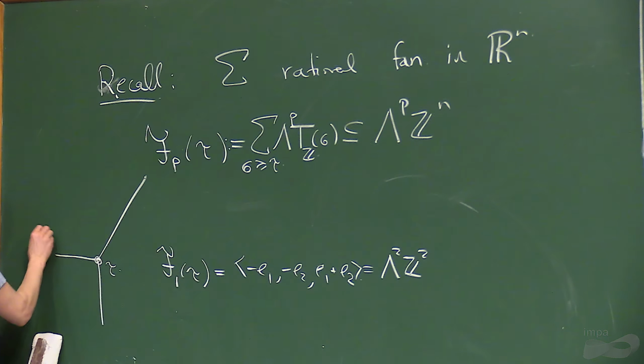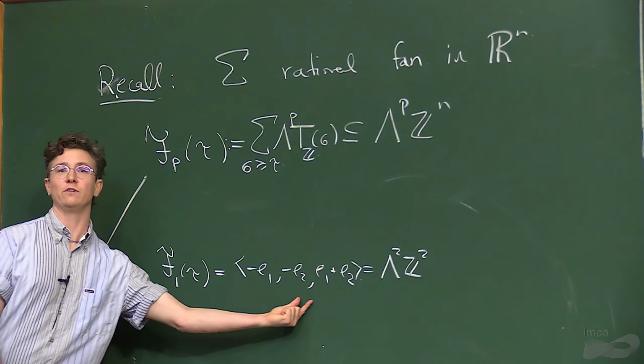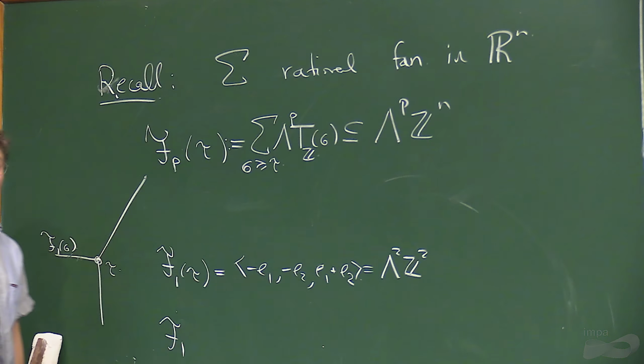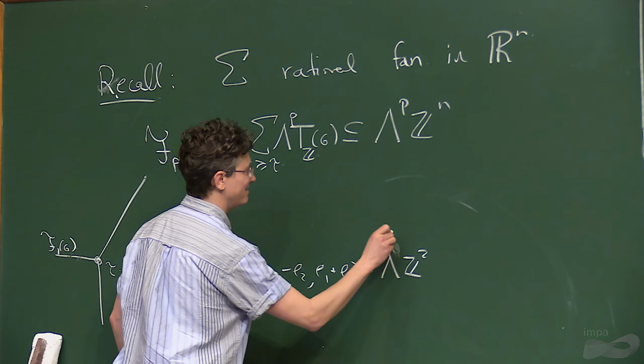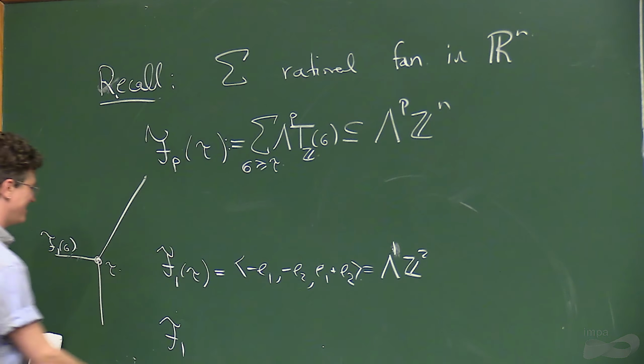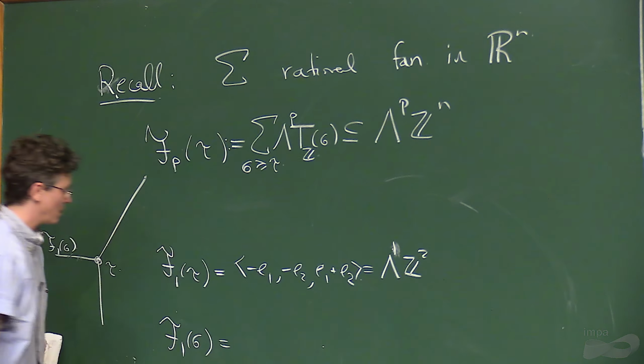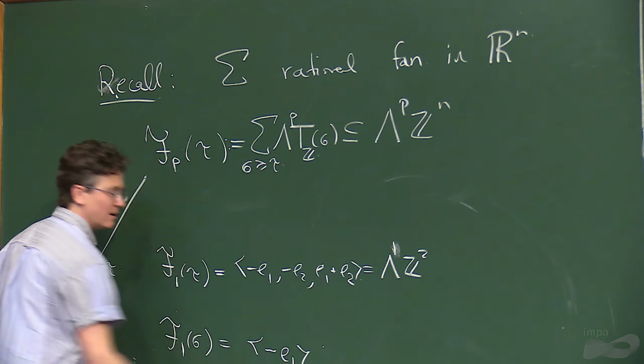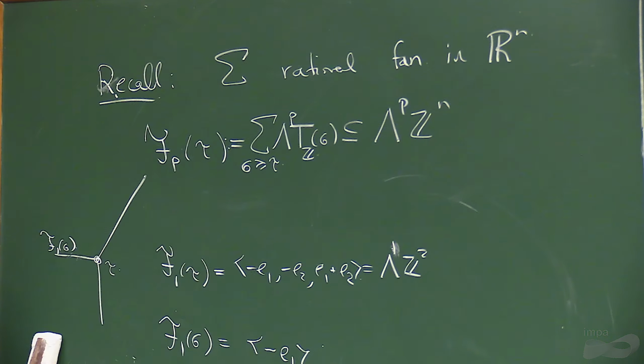Okay, if we take a larger face, the system of generators that we're allowed to take just comes from the face itself, which is a subset of the generators that we could take here. Oh, sorry, it's first. Thank you. Okay, so here we only get minus E1 as the only generator.